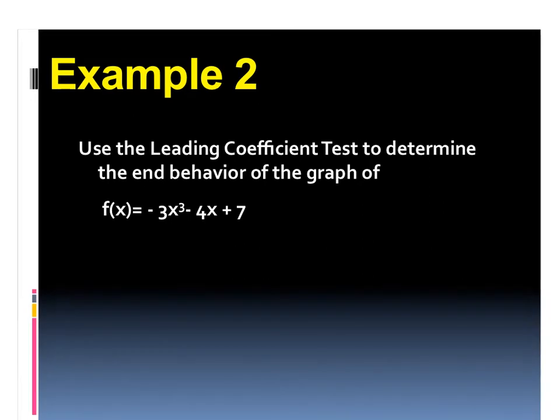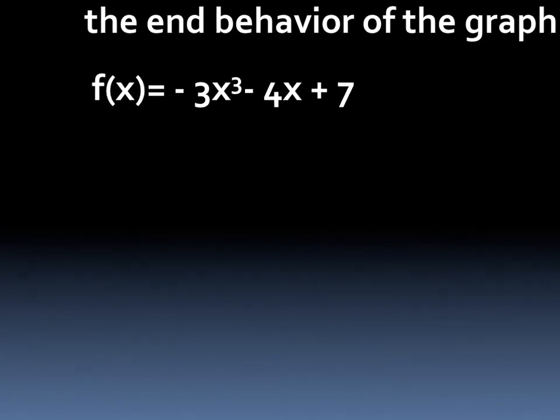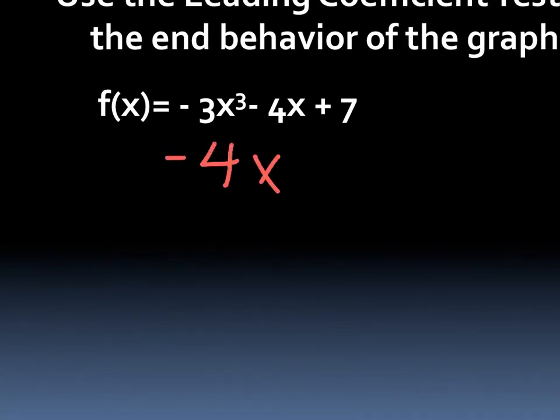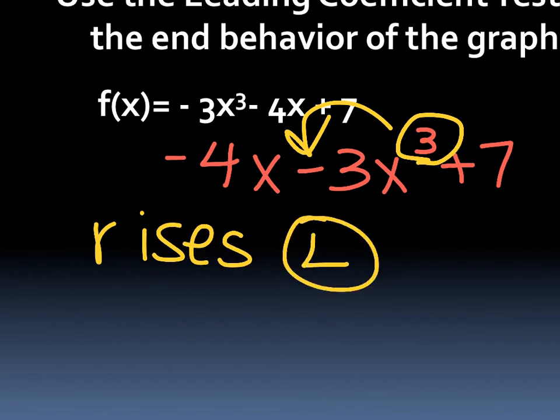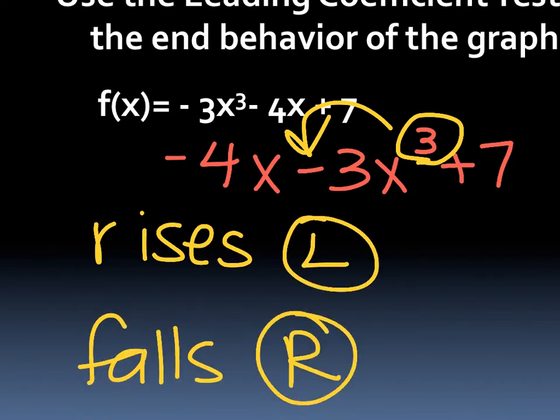So use the leading coefficient test to determine the end behavior of the graph. What's the highest exponent of my function? 3. So this could be in any order. This could be negative 4x minus 3x to the 3rd plus 7. I'm always looking for the highest exponent. It won't necessarily be first, okay? So highest exponent is 3, which already tells me what? That's odd. One's going up, one's going down. Now I look at the negative on the front, which says it's rising first. So it's rising left and falling right. When I go to draw this, that means that my left arrow is going up and my right arrow is going down. And then I have to figure out what happens in between.